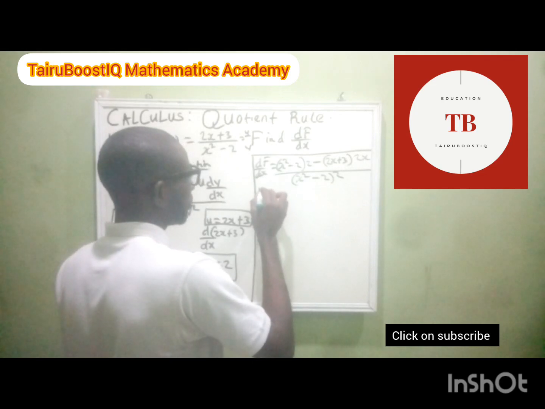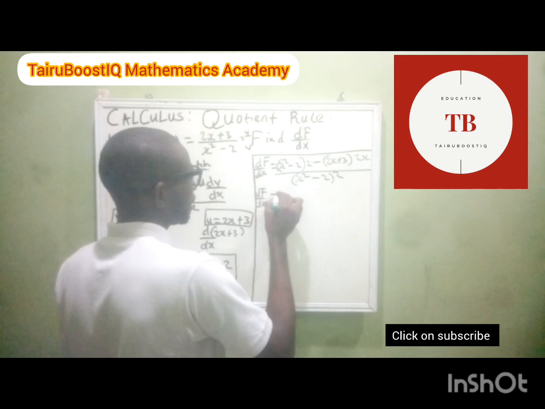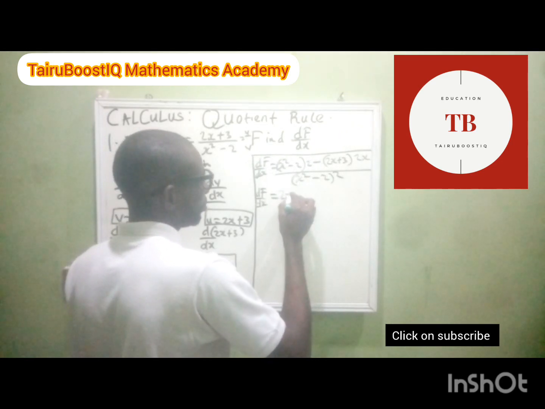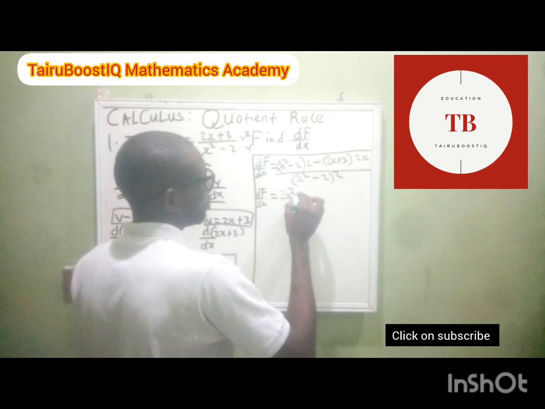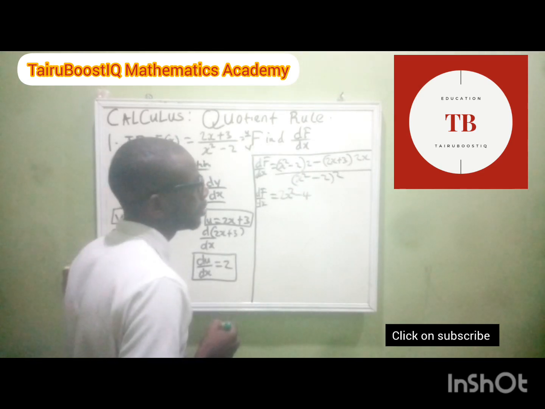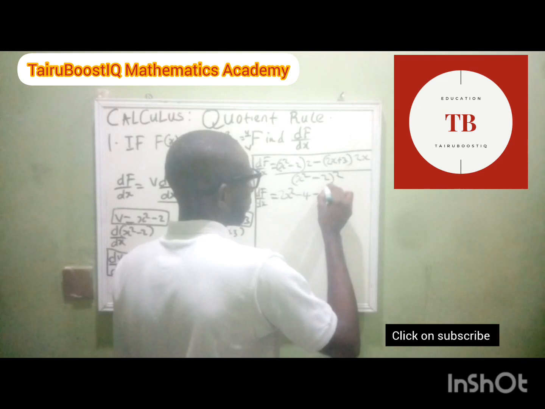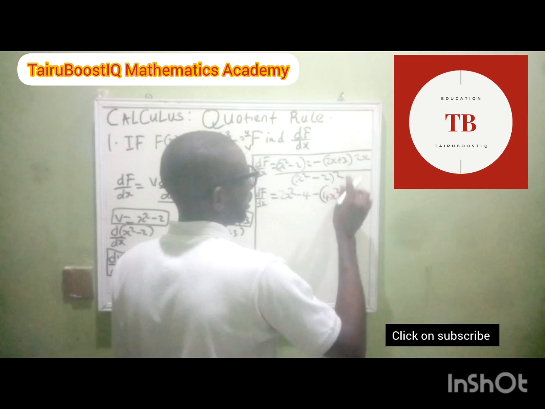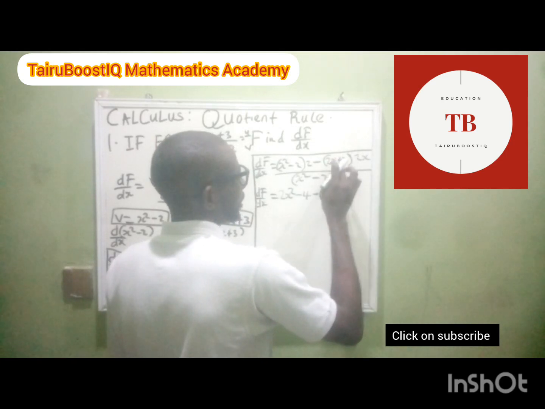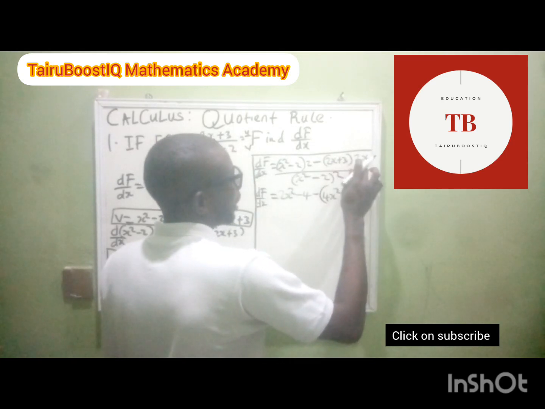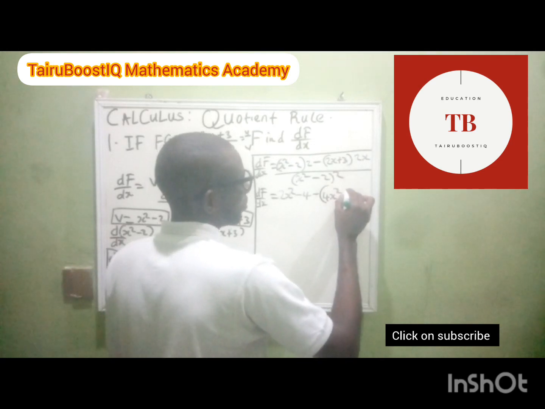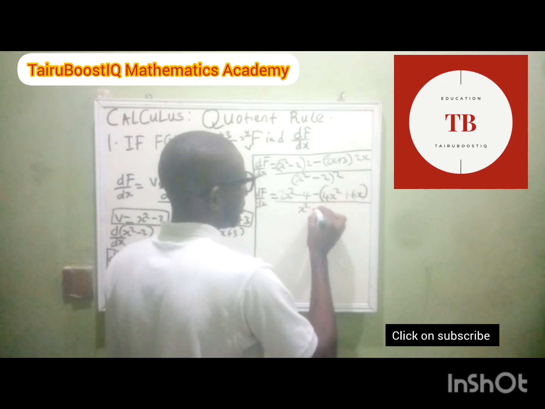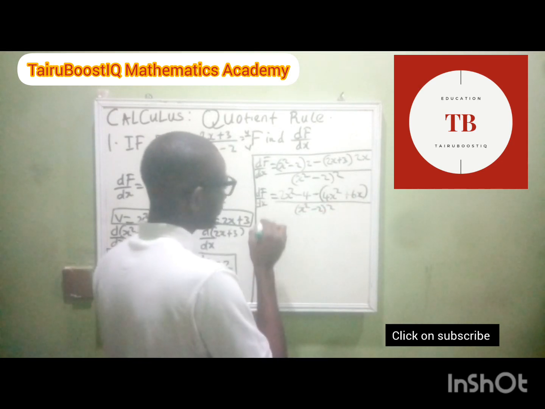From here we can proceed with df over dx equal to: we use this 2 to open the bracket. 2 times x squared gives us 2x squared, and 2 times minus 2 gives us minus 4. We are done with that one, and here we hold on with the minus sign. 2x times 2x gives us 4x squared, that is 2 times 2 is 4, and x times x is x squared. We are left with 2x times 3, which gives us plus 6x, all over x squared minus 2 all raised to power 2.